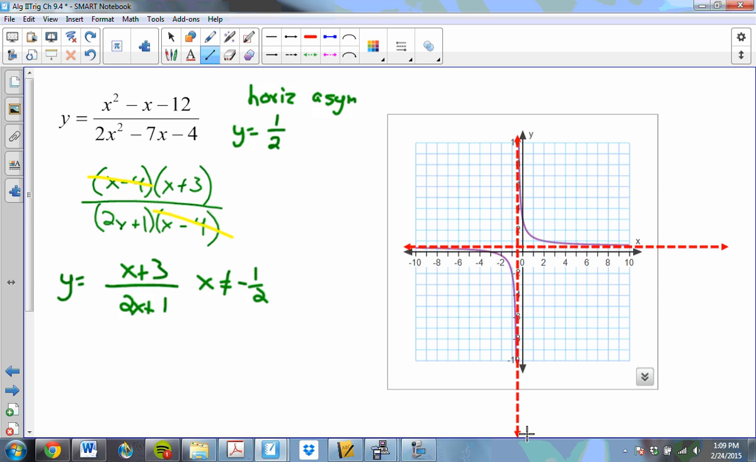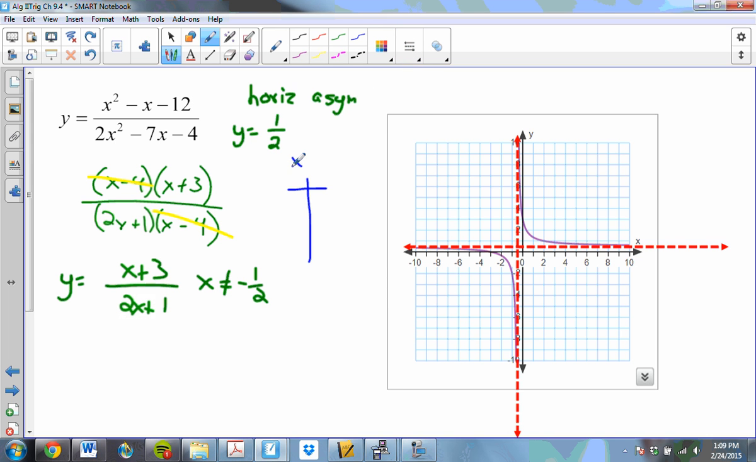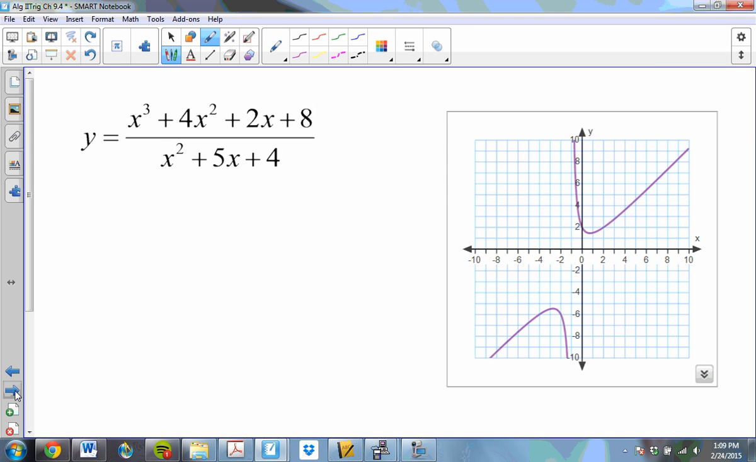Now, to make this graph by hand, you would plug in points into your calculator. You would plug in points that are less than negative 1/2 and points that are greater than negative 1/2. So that's points like negative 0.6, negative 1, negative 2, negative 3, and then negative 0.4, 0, 1, 2. So plug in points like that, and you would get this. This is another example of a hyperbola. Whenever you have just these two curves that are symmetric, that's what's called a hyperbola.